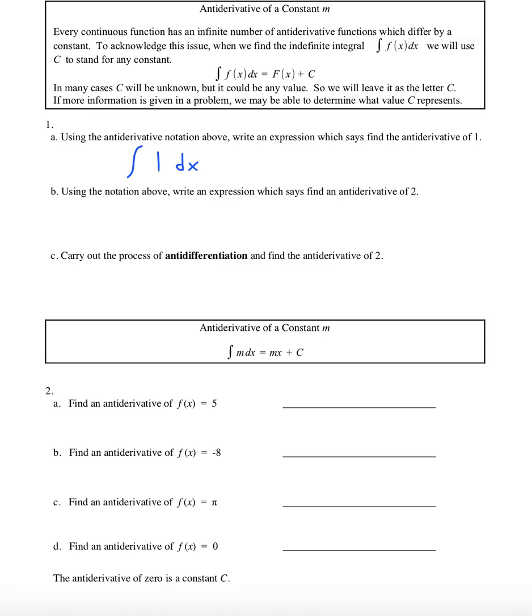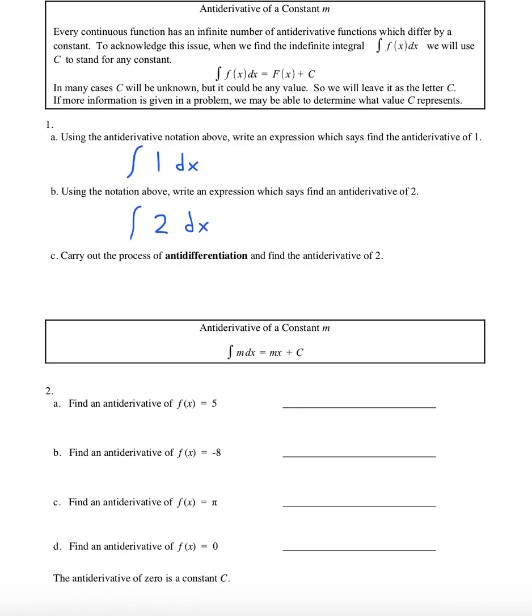For the next one, try to find an antiderivative of 2. First, we'll write the expression which just tells us to do it, and then in the next part, part C, we'll actually do it and find the antiderivative. So for starters, just write down your function, 2. Then put your integral sign on the left and dx on the right. And that tells us to do the operation of finding the antiderivative.